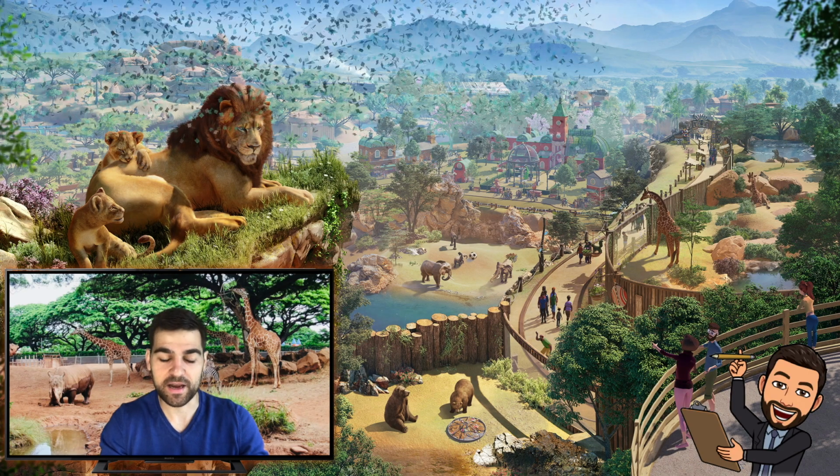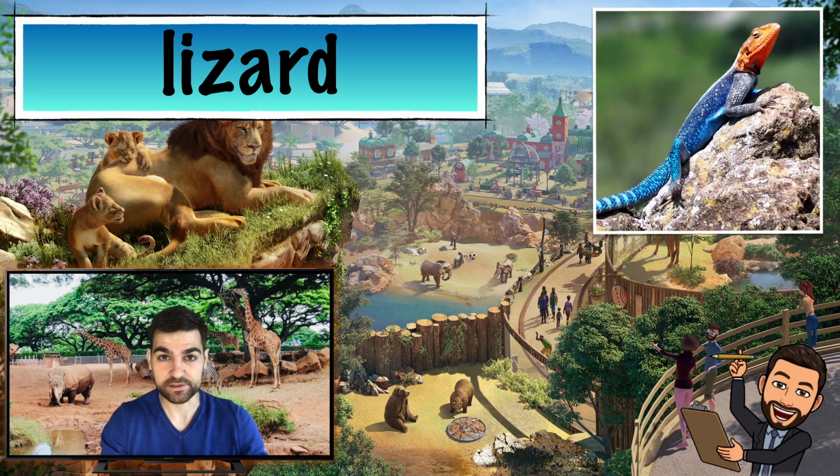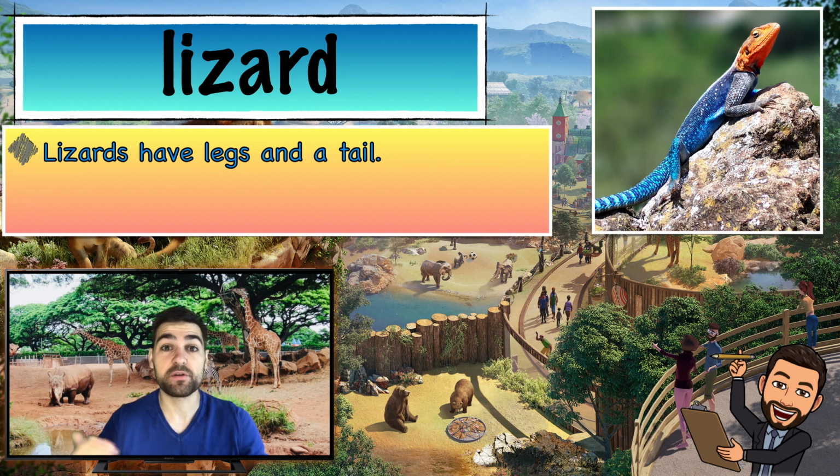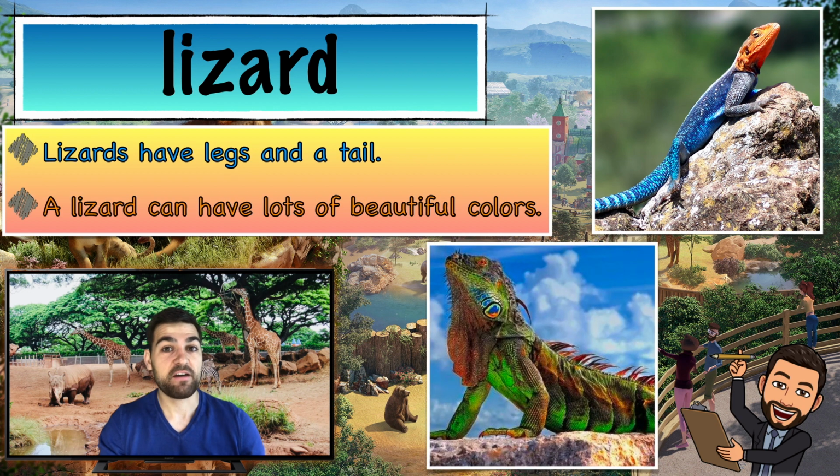Our next animal is the lizard. Now, it's important to remember that lizards have tails and they have legs. That's why they are different from snakes. And a lizard can have many beautiful colors, many different beautiful colors. So, for example, in that first picture, you can see a lizard that is blue and orange. And in the second picture, a lizard that is green and orange as well.